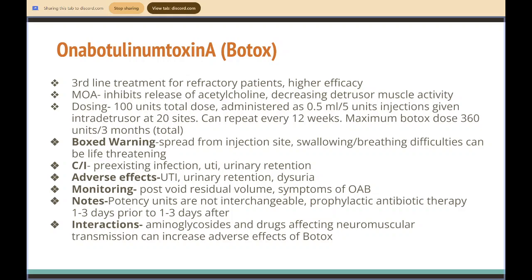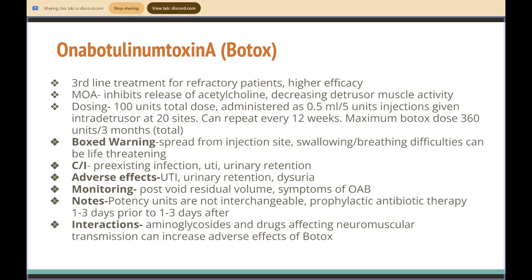So if you're getting facial augmentation or bladder injections, wherever you're getting Botox injections, every 3 months you can only have a maximum of 360 units. Quick math question for you.